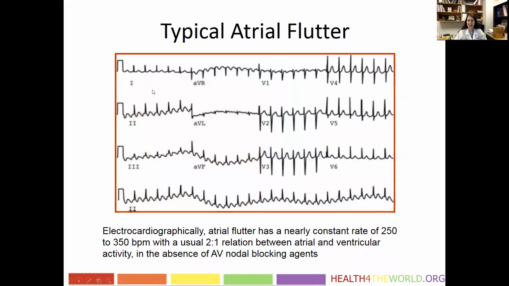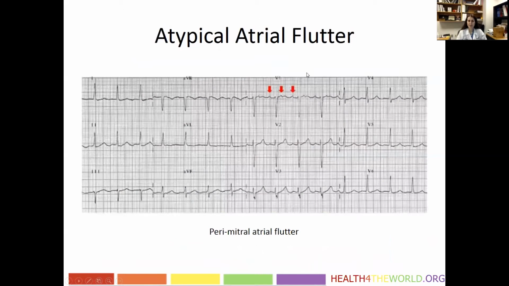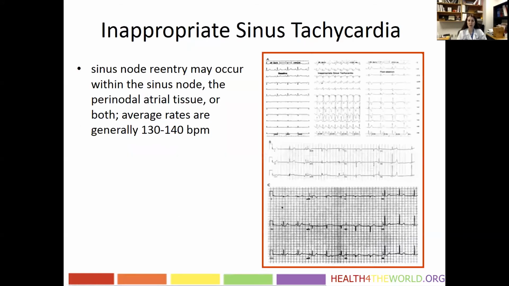As we can see it here in a real-life situation, the negative P waves in the inferior leads and the positive P waves in V1. This is what we call an atypical atrial flutter. Similar circuits can form around other structures. The mitral annulus can be one of them, but you can see how although we have the positive P waves there, the inferior leads do not suggest the sawtooth presentation that we saw before.